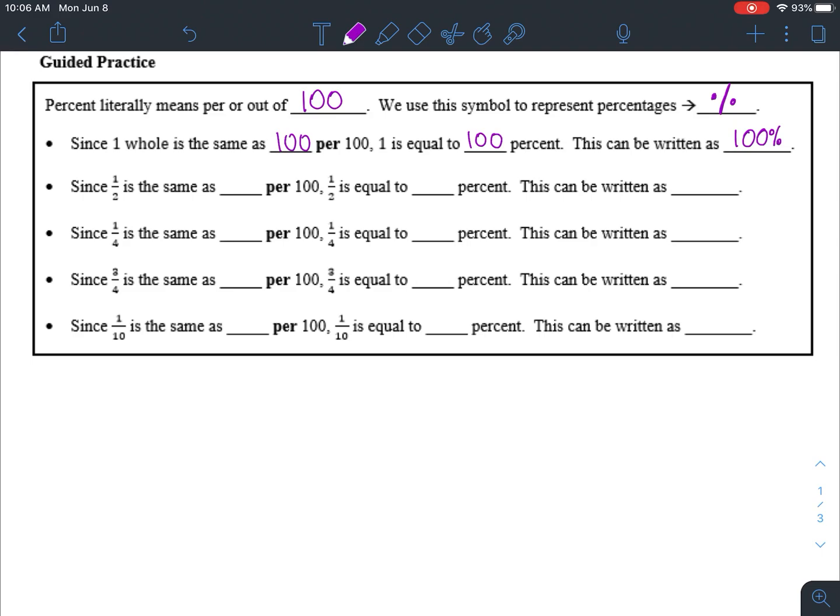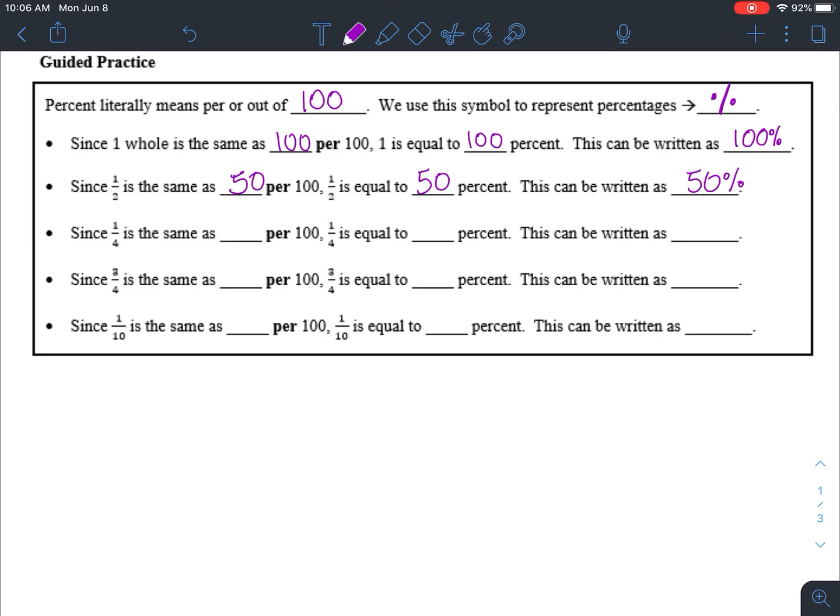Now let's think of this as a fraction. When we have 1/2, that's like having half of 100. Half of 100 would be 50. So if you have half, that's the same thing as having 50 per 100, meaning that 1/2 is equal to 50%. And we can represent this as 50 with your percentage symbol.